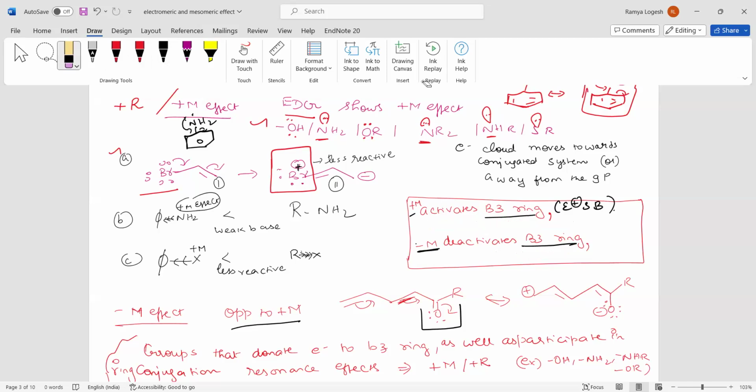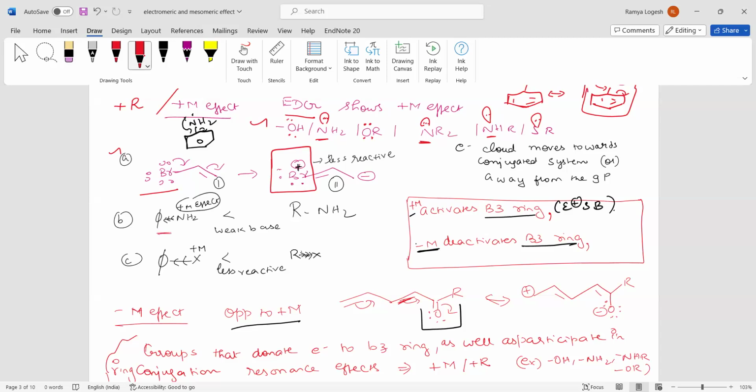Plus M effect activates the benzene ring. That means benzene is quite available for electrophilic substitution. Minus M effect deactivates the benzene ring. So that means the electrophilic substitution reaction is not favorable there right now. All right. Now look at the second example, B.